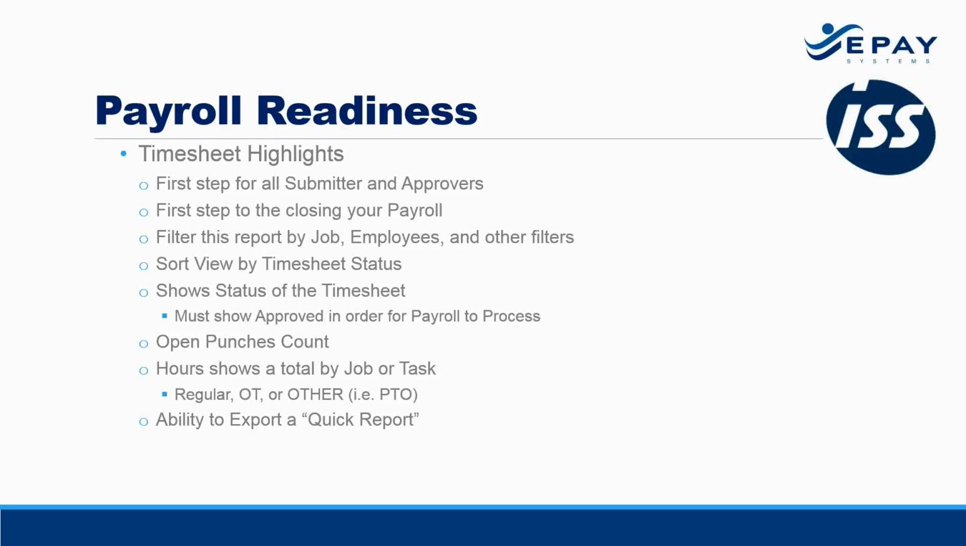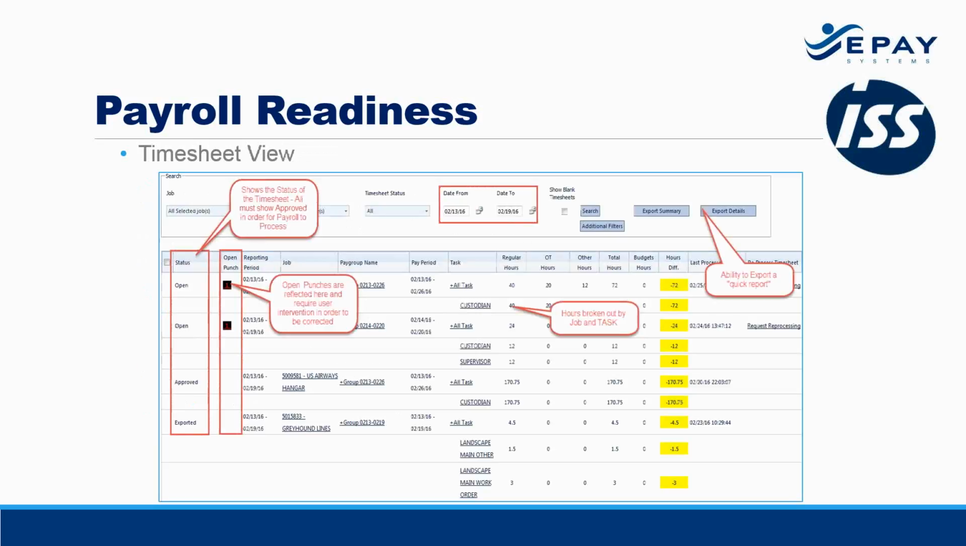So, kind of a quick highlight before we move on to our next piece. Just timesheets, once again, everybody needs to go into this timesheet view anyhow as a submitter and approver. That's the first step. You have to go in here to close your payroll. But filter out this report by job, employees, and other filters as needed. And one thing I will point out to you, let me back up one screen again real quick. Up at the top of the screen here, you do have an ability to see additional filters. So there are a few other additional filters that you can use to filter out the data that's available throughout the actual timesheet itself. So just keep that in mind. There are other additional filters.